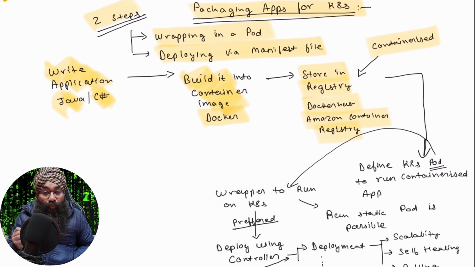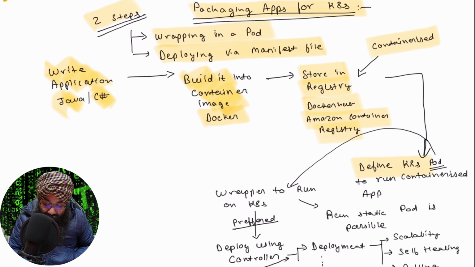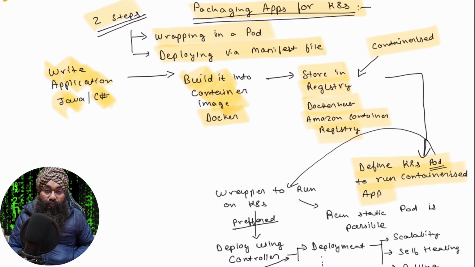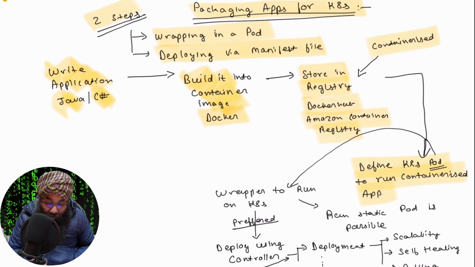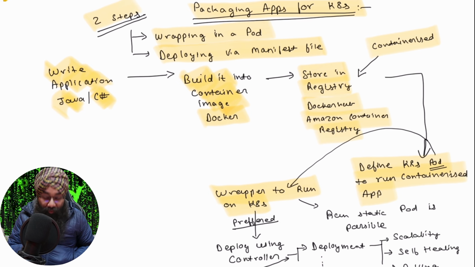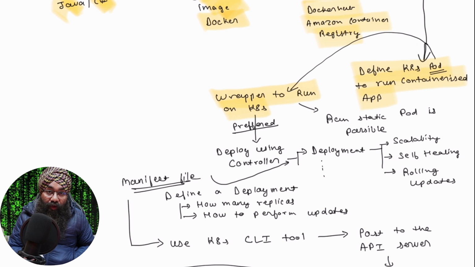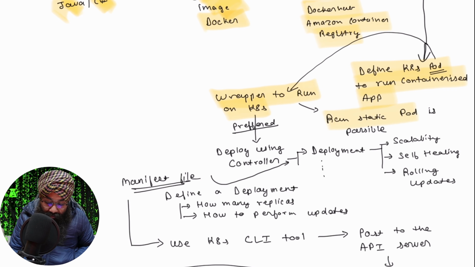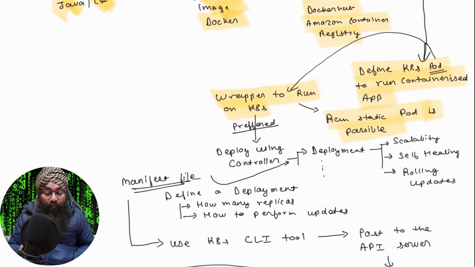Now comes the Kubernetes step. You will define a Kubernetes pod to run your containerized app. This is where Kubernetes starts coming into the picture. So what is a pod? A pod is basically a wrapper to run your containers on Kubernetes. Once you have wrapped your container into a pod, you can run it statically. So you can simply run it.